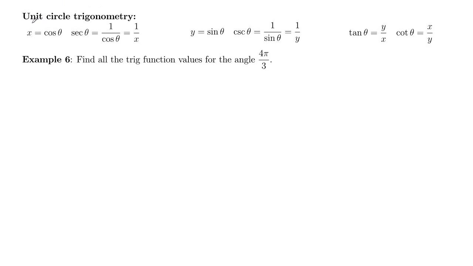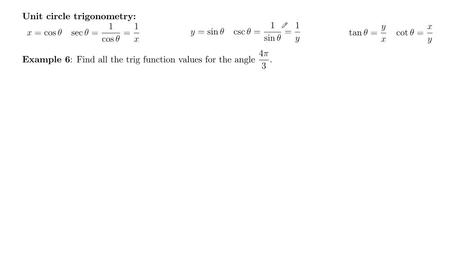So next up, we want to review some unit circle trigonometry. With the unit circle, remember that your x-coordinate on the unit circle for the angle theta is cosine theta, and your y-coordinate is sine theta. And then secant is defined to be the reciprocal of cosine, so that's 1 over the x-coordinate. Cosecant is the reciprocal of sine, so 1 over the y-coordinate, and tangent of that angle is y over x. Cotangent is the reciprocal, x over y.